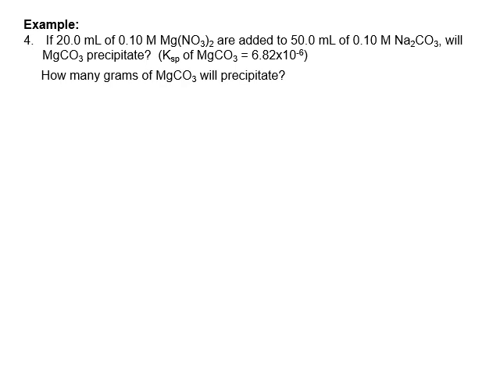We've just seen that if you add 20 milliliters of 0.1 molar magnesium nitrate to 50 milliliters of 0.1 molar sodium carbonate, the concentrations of ions in solution will exceed their solubility limit and some solid will form. Let's look and see if we can figure out how many grams of the magnesium carbonate solid will actually form.